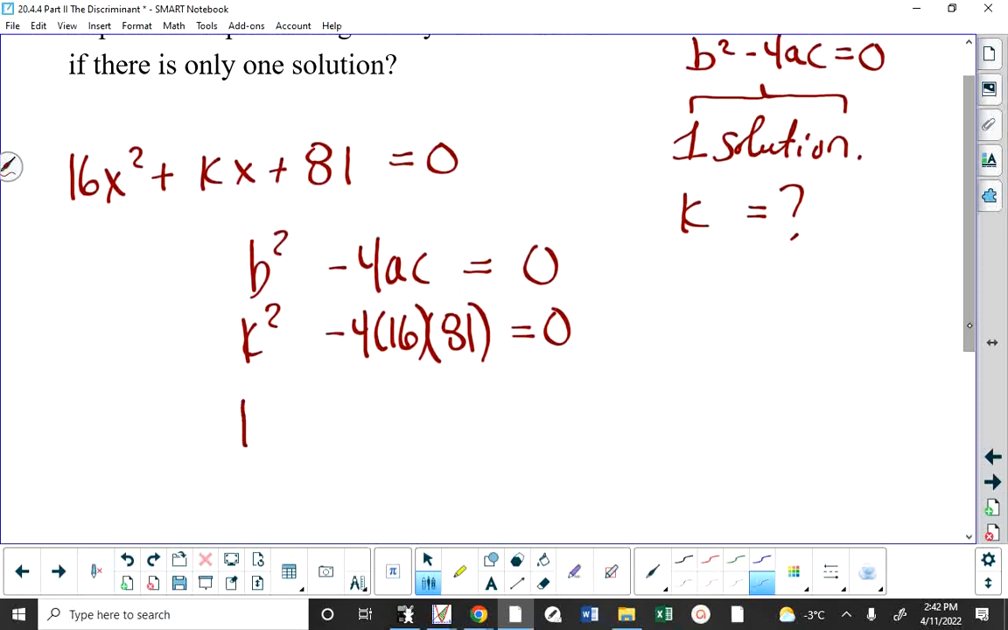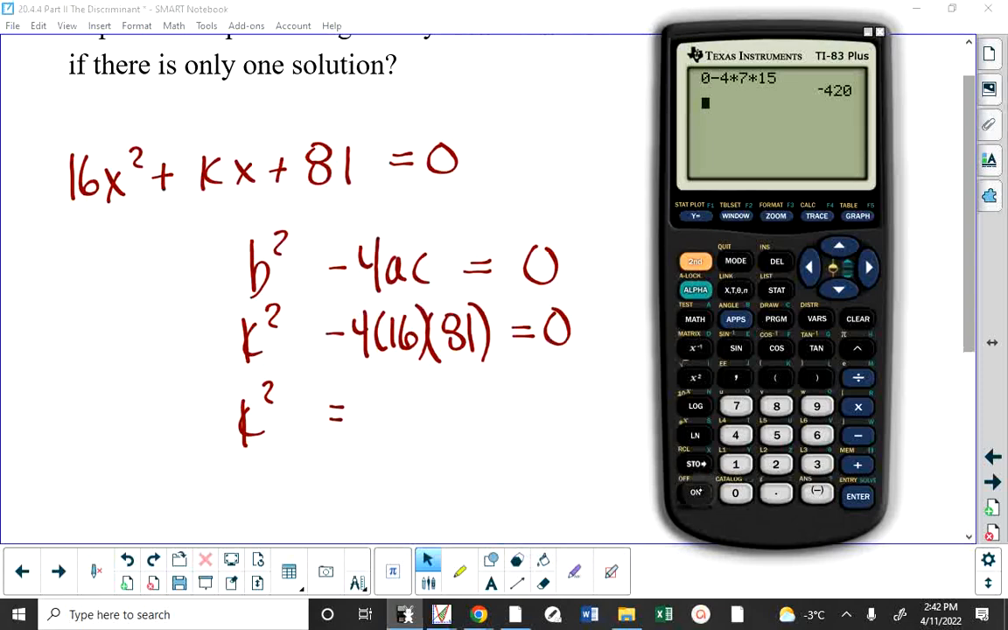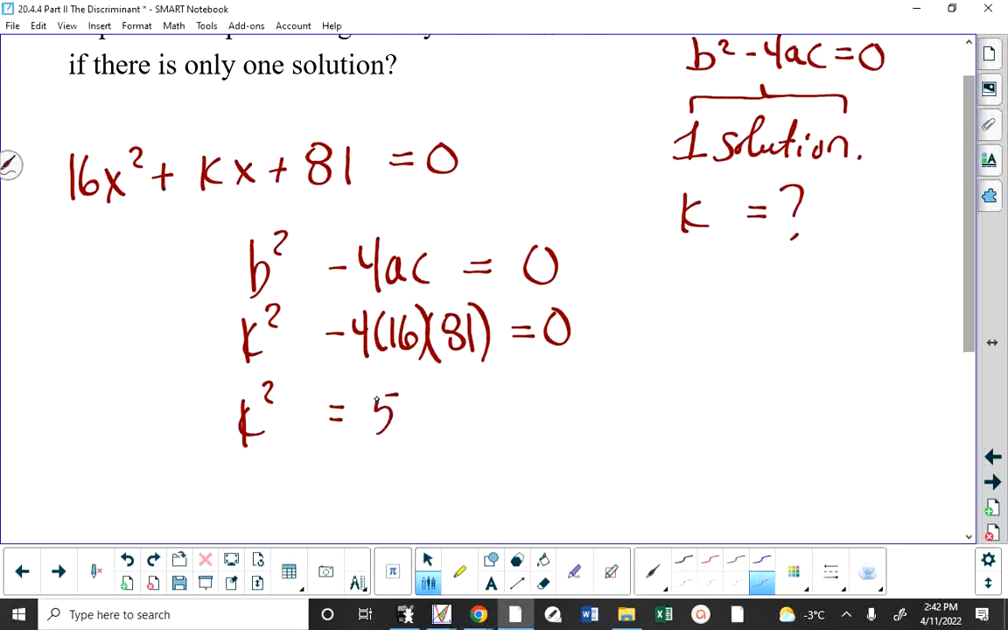So I end up with k squared equals whatever 64 times 81 is. 5184. So now we take the square root of that. And by the way, the square root of that is a perfect square. That gives you 72.